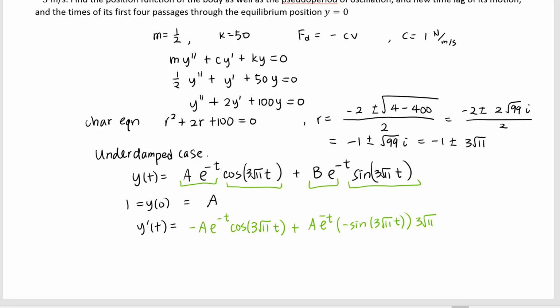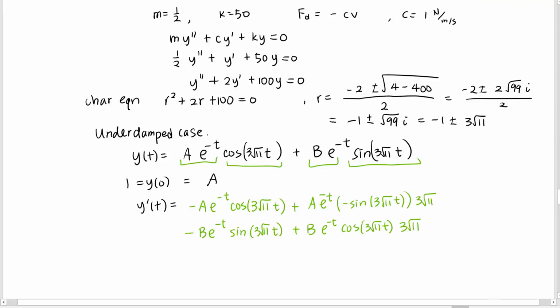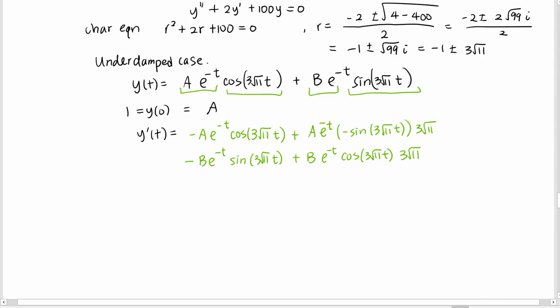The derivative of the first guy is minus b e to the negative t sine 3 square root 11 t. Then the derivative of the second guy: the derivative of sine is cosine, times the chain rule. Okay, now we can plug in 0.